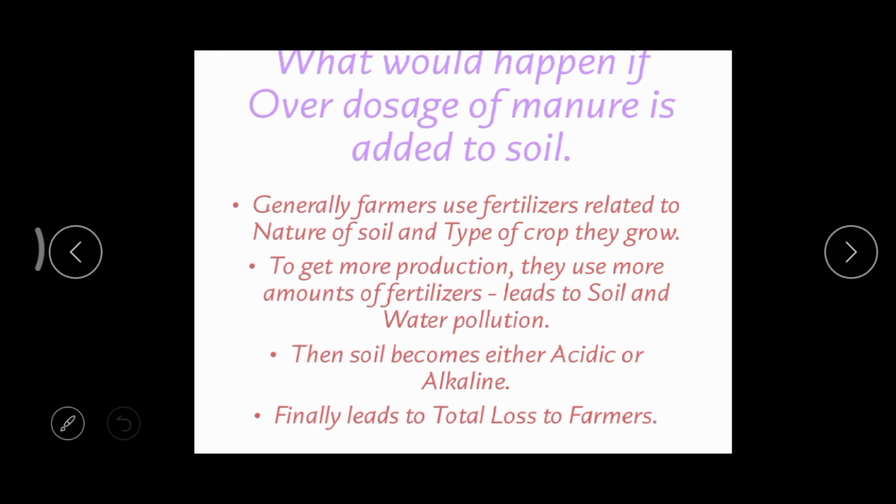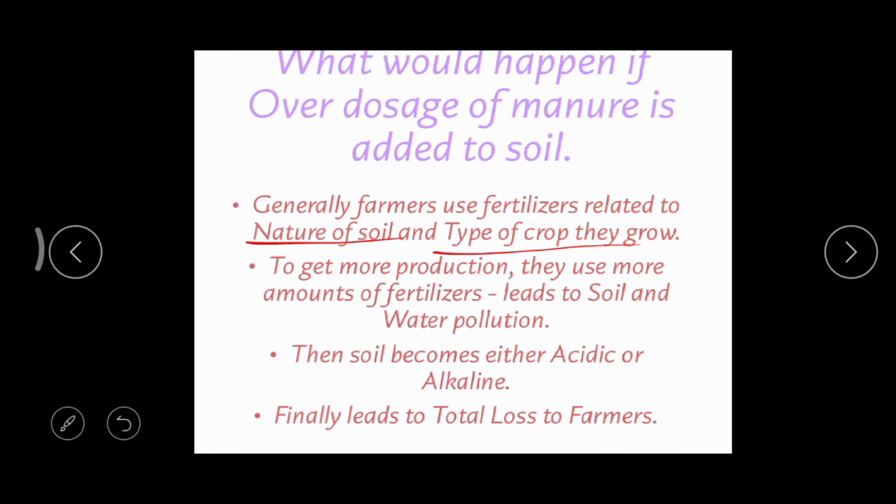Okay, generally we use fertilizers regarding the nature of soil and also the type of crop we grow. Nature of soil means when we observe different types of agriculture fields, they belong to different types. Some are clay soil and some are loam soils and some are sandy type, like this. Okay, so can you say that all the types of soils will be the same? No, different. That's why depending upon the type of the soil, we have to add different amounts of fertilizer.